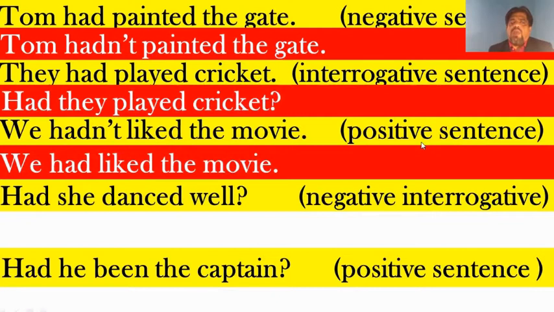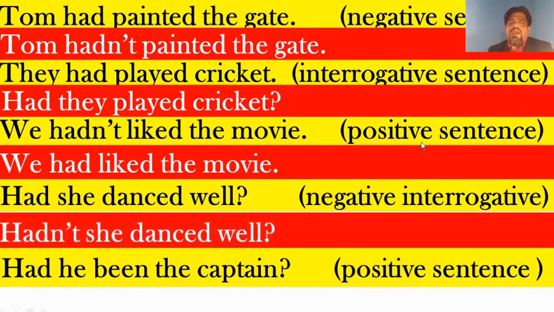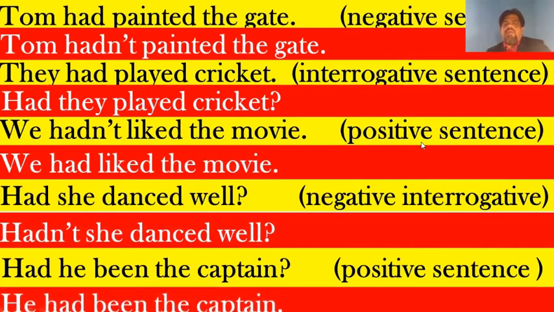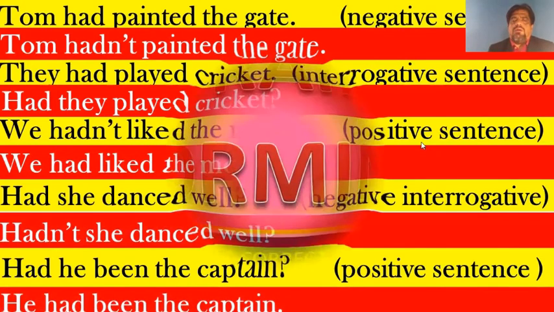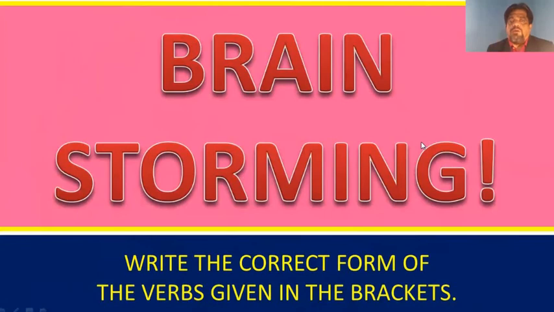"Had she danced well?" Change into negative by adding the n't form: Hadn't she danced well? And then it could be an interrogative as well. Then the last thing, you have to change into a positive sentence. "Had he been the captain?" It's an interrogative sentence. Change into positive by keeping the had in between, not in the front. So you get the answer: He had been the captain, not for a single moment, but for a long time.